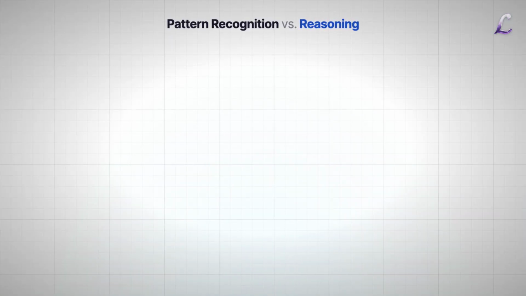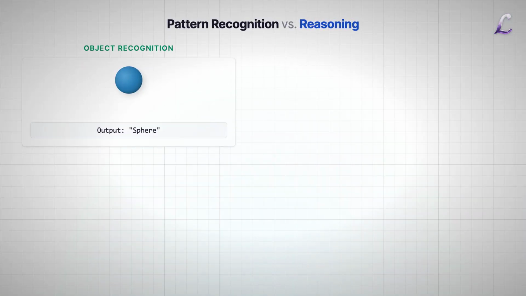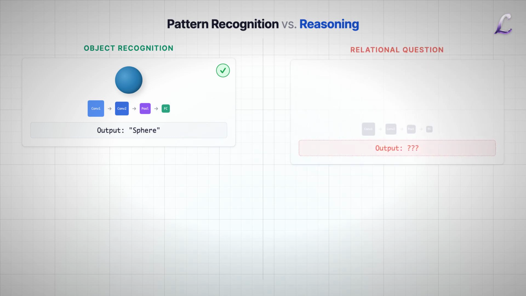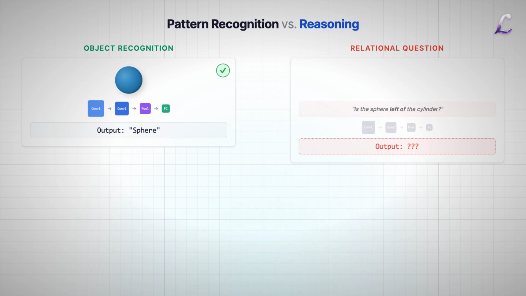We usually mistake pattern recognition for intelligence. Show a convolutional neural network 1,000 photos of cats, and it learns the texture of fur. It answers, "What is this?" perfectly. But reasoning is different. It's not about what an object is. It's about where it stands in relation to others.